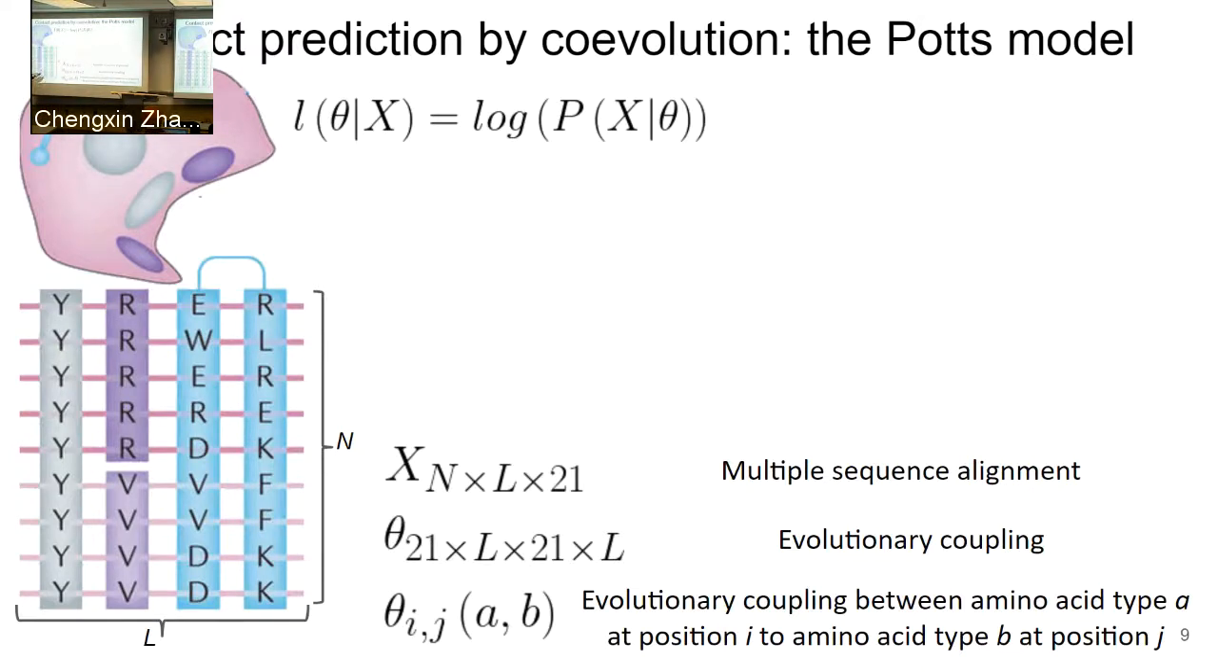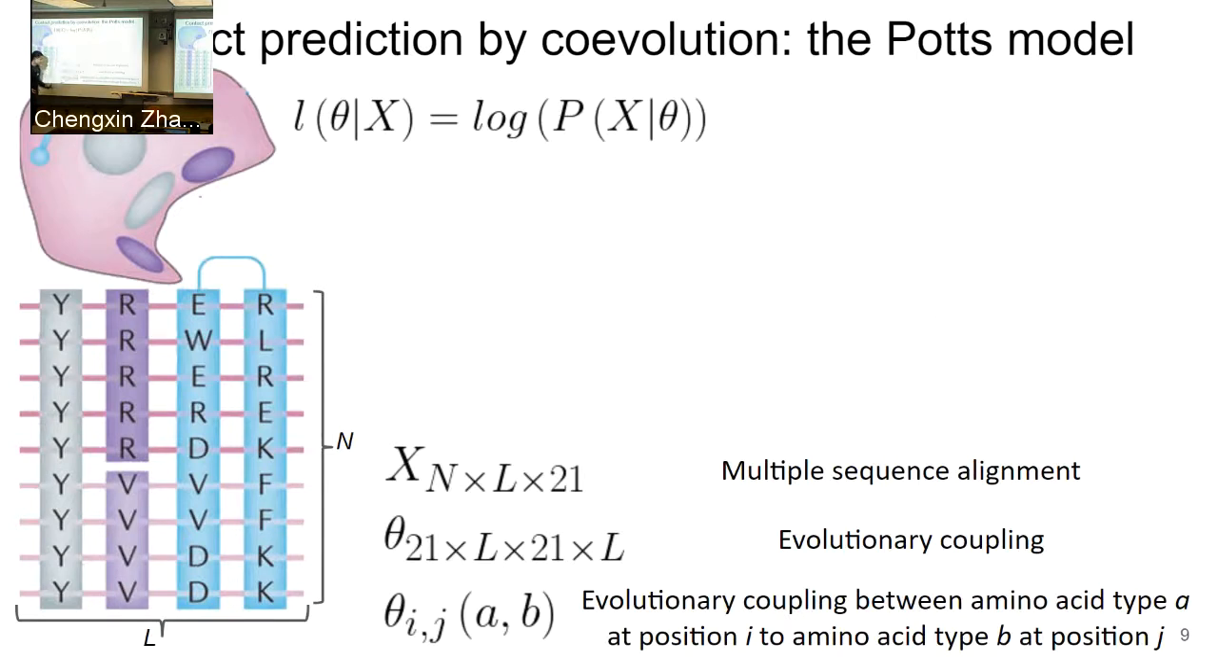And the multiple sequence alignment can be expressed as a three-dimensional matrix for n sequences, L amino acids per sequence, and 20 amino acid types plus the gap. The evolutionary coupling is a 21L by 21L matrix.